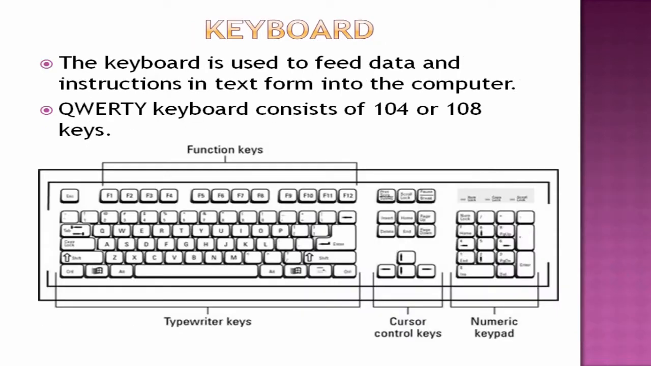As you all know, the keyboard is used to feed data and instructions in text form into the computer. It is one of the most commonly used input devices for the computer. The layout of the keyboard is similar to that of the traditional QWERTY keyboard. It contains 104 or 108 keys. It is like a typewriter. The alphabets are arranged like a typewriter, so the first 6 characters are Q, W, E, R, T, Y. That is why we call it a QWERTY keyboard.